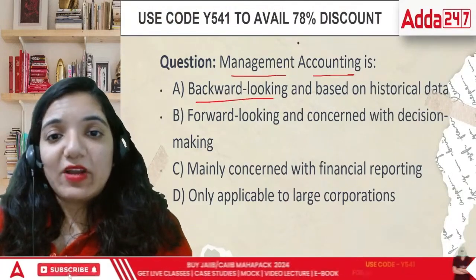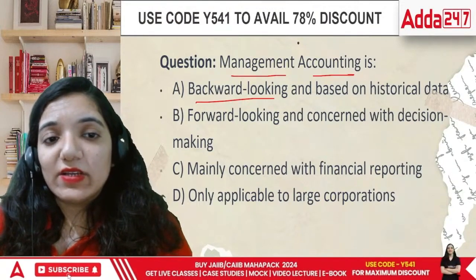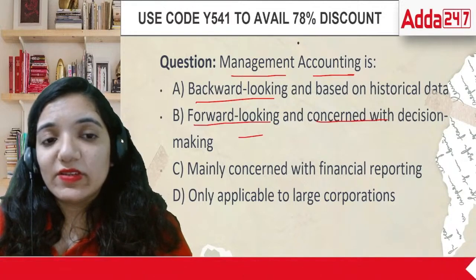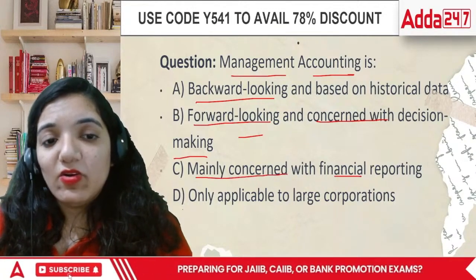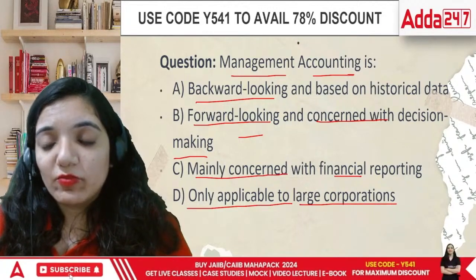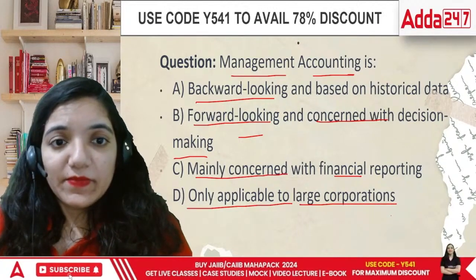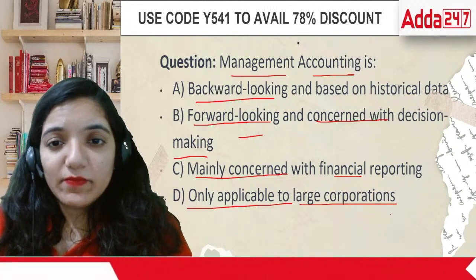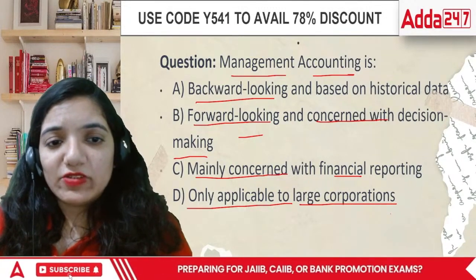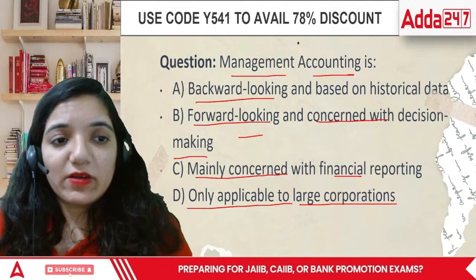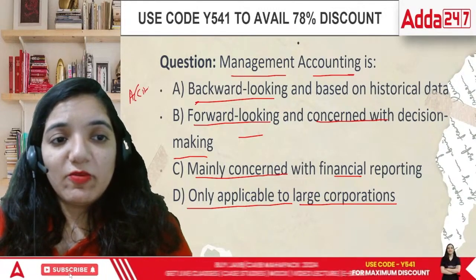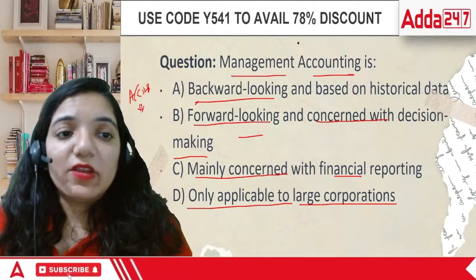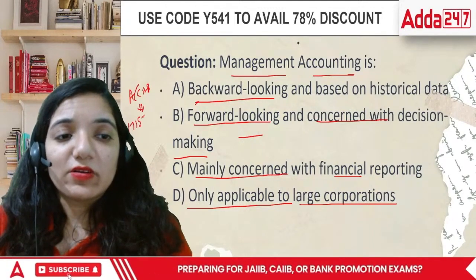Management accounting is backward looking, based on the historical data, forward looking, and concerned with decision making, and mainly concerned with financial reporting, or only applicable to large corporations. Okay, let's talk about it. When we talk about any form of accounting, all forms of accounting are historical. There is not even a single form of accounting which is not. Every form of accounting is historical.